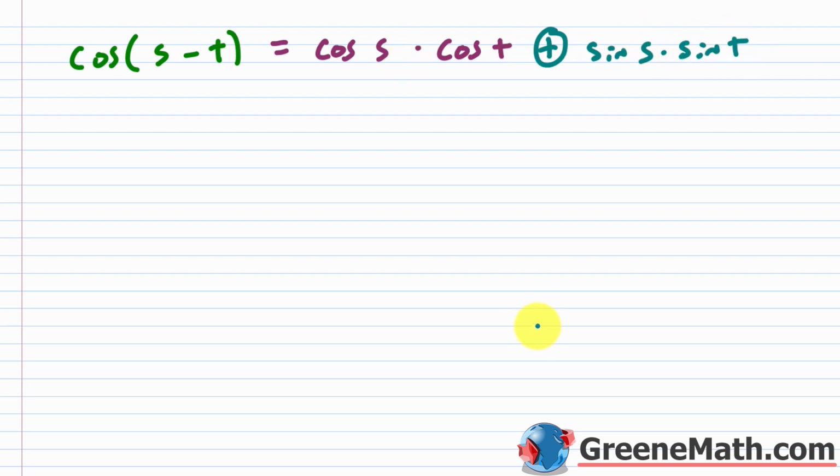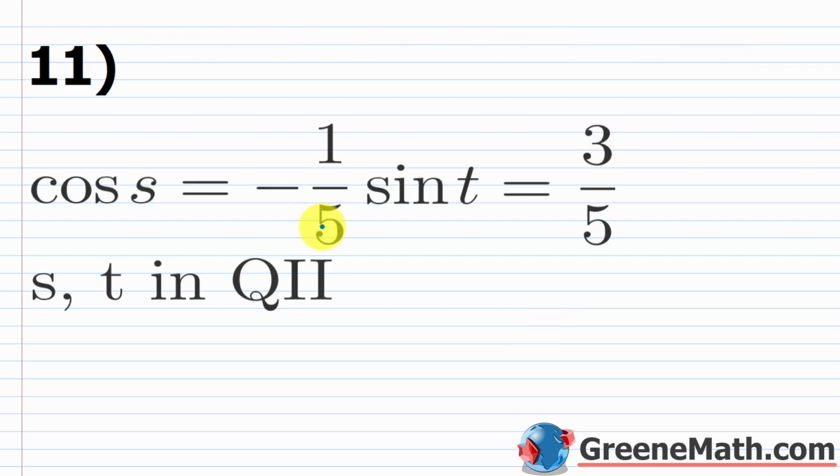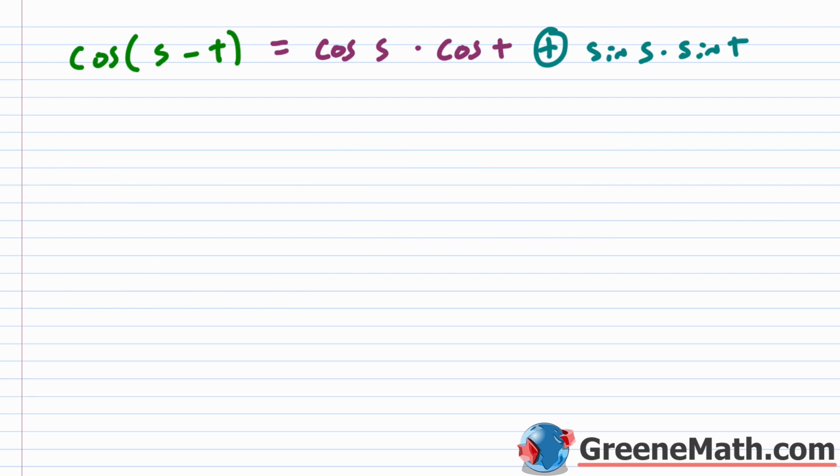All right. So we are already given the cosine of s is negative 1/5 and the sine of t is 3/5. So the cosine of s, let me just say this is negative 1/5. And the sine of t is going to be 3/5. So how can we get the cosine of t and the sine of s? Well, some books will tell you to make a sketch, but you really don't need to do that. You can use your Pythagorean identity. I think it's a little bit quicker.